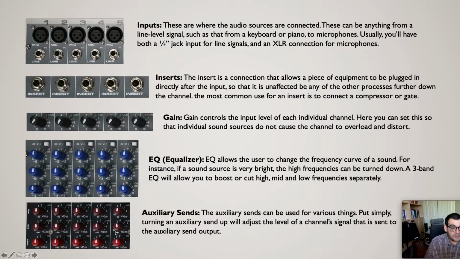Below the equalizer, you will have 3 auxiliary send knobs. These can be used for many, many different things. Turning one of these sends up will adjust the level of the channel signal. It's very similar to the gain. And it will actually change the level of the channel signal that is sent to the output.